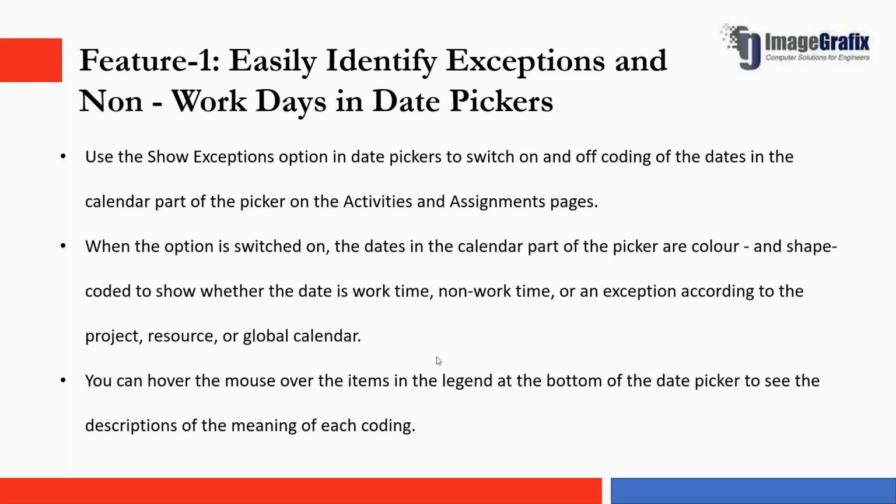The first feature: we can easily identify the exception and non-working days by using the date picker option. We can see this especially in the activity area or in the assignment page, and view whether a particular day is working, non-working or an exception day. This option is very helpful for analysis, for example when I show some exception dates in the activity and assignment page, to identify working, non-working and exception days. We can see the same in the application now.